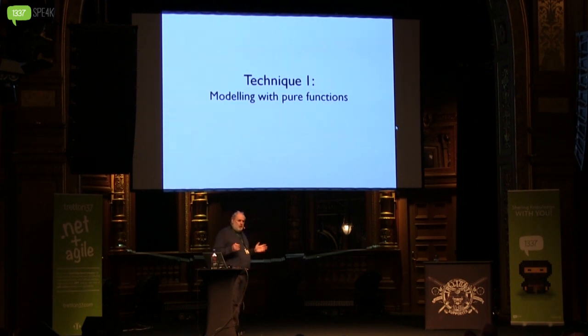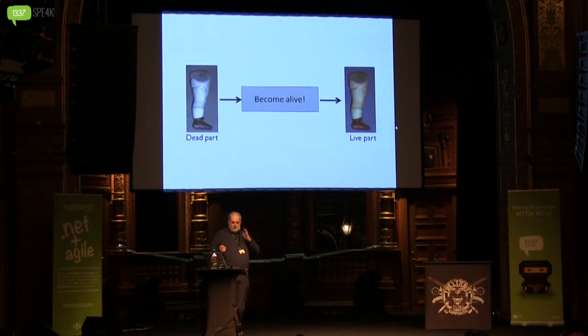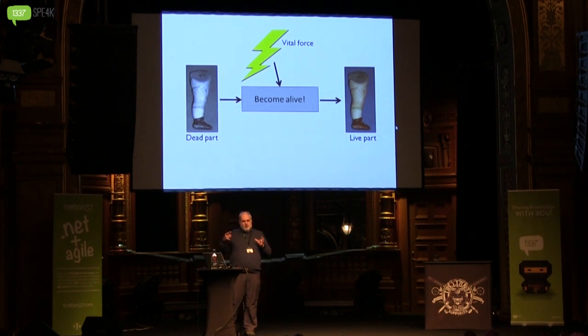His first technique was modeling with pure functions. Here is his dead body part. This is a leg, and he wanted to make a live leg. He needed to give it this extra vital force with the lightning and everything to make it become alive. So the input to this function was not just this dead body part, it was also this extra bit of lightning.